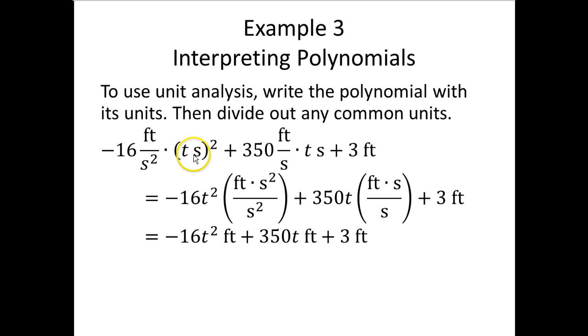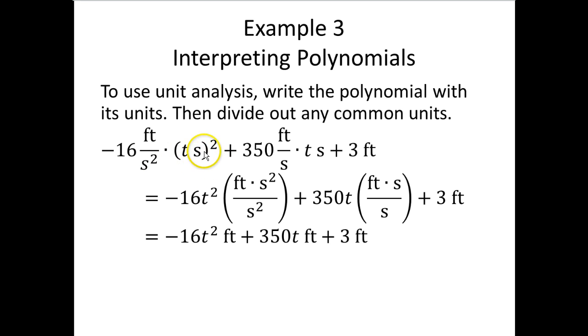I write seconds. And over here I have plus 350 feet per second because that's a velocity. 350 represents a velocity here, so in our case this is feet per second, times once again time, whose units are seconds, plus 3 feet. Now that I have all the units for my polynomial, I can see rather easily which ones cancel out.